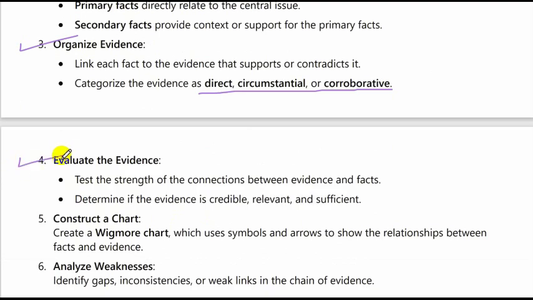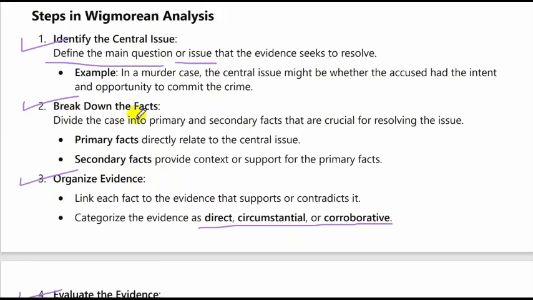Fourth is evaluate the evidence. Test the strength of the connections between evidence and facts. Determine if the evidence is credible, relevant, and sufficient. This is to evaluate the evidence. First, we organize, then we evaluate the evidence. But before that, we have to break down the facts into primary and secondary facts. And even before that, we have to identify what is the main issue that the evidence is trying to resolve.